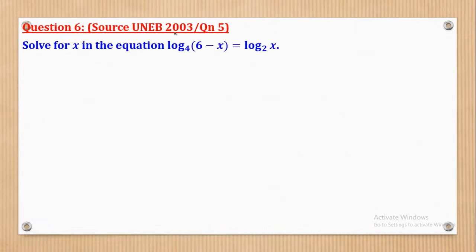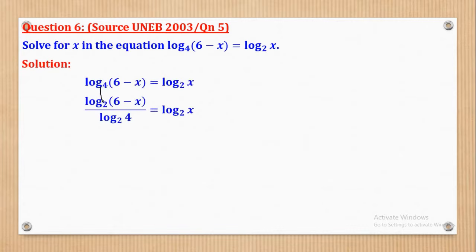Question 6 came from UNEB 2003, paper 1, question 5, and says, solve for x in the equation that. So that was the given equation. You change this base to base 2, so it will be log base 2 of this over log base 2 of this. But this 4 can be cross multiplied. Take this one to this side to come up with that.